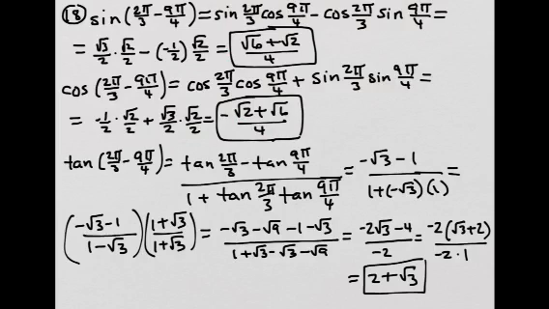For tangent, here's the setup right here. And then tangent of 2 pi over 3 is negative radical 3. Tangent of 9 pi over 4 is 1. And so again, this is just straight from the formula. And this is what you get after you simplify the expression here.